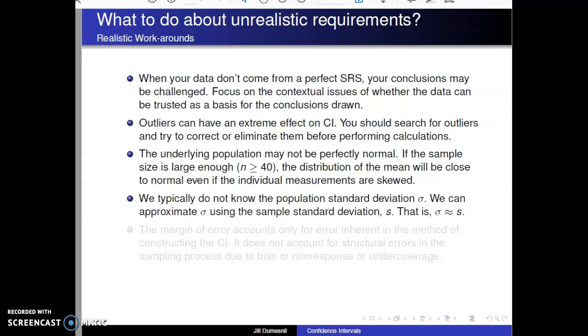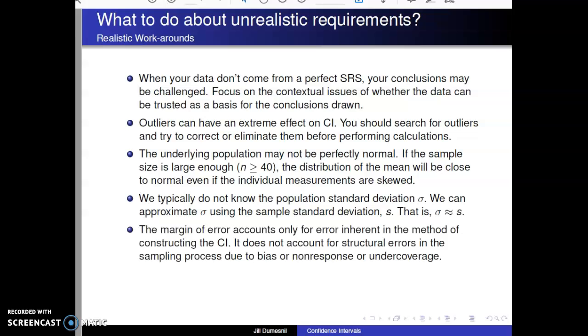We typically do not know the population standard deviation sigma. We can approximate sigma using the sample standard deviation S. That is, sigma is approximately S. Remember, this is the reason we use the n-1 in the denominator when calculating S.